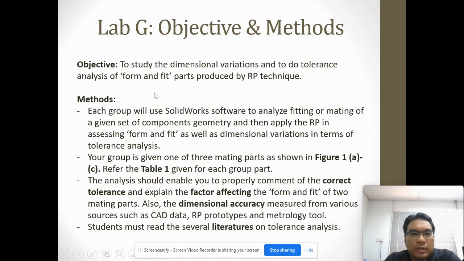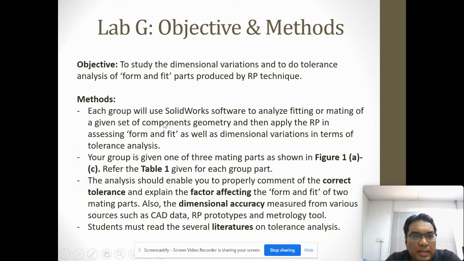The objective is to study the dimensional variations and to do tolerance analysis of the form and fit parts produced by the RP technique. That means you need to design and also do some analysis on the tolerance after you have produced the two mating parts. You need to fit them, to see whether they fit properly or whether there is some gap and so on.